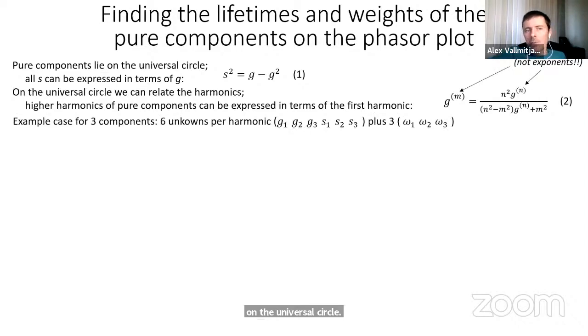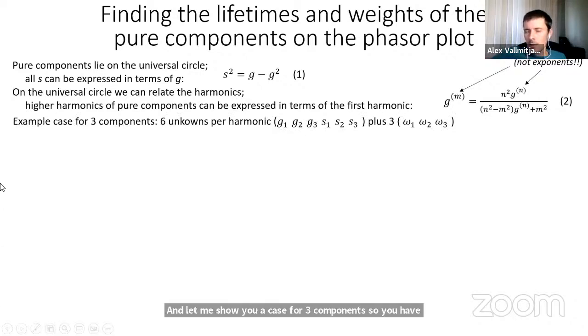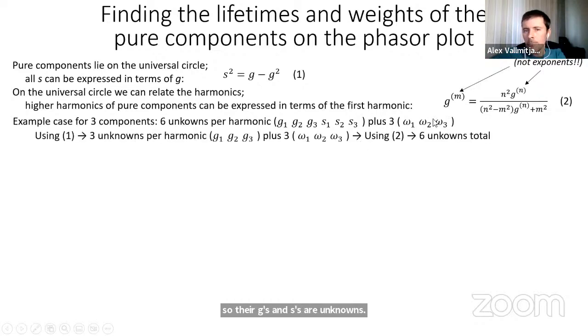And let me show you a case for 3 components. So you have 3 components, which you don't know their lifetimes, so you don't know their phasor positions, you don't know where they lie on the universal circle. So their G's and S's are unknowns, and also you have the 3 weights, which are also unknown. So you have a total of 9 unknowns for a 3-component problem.